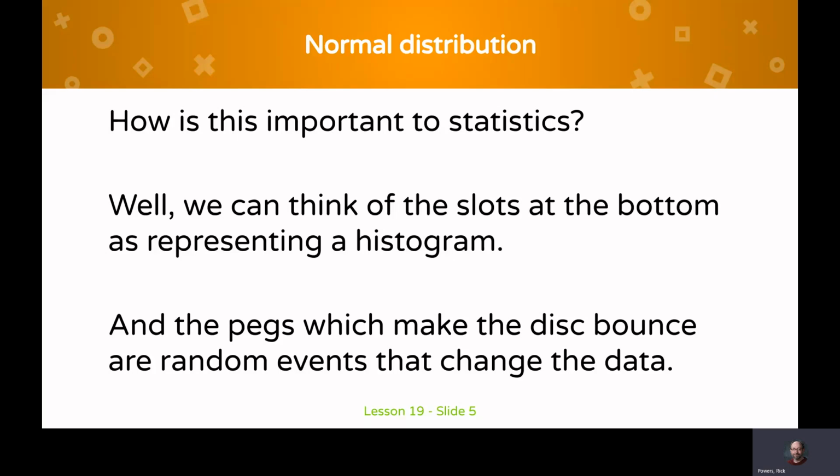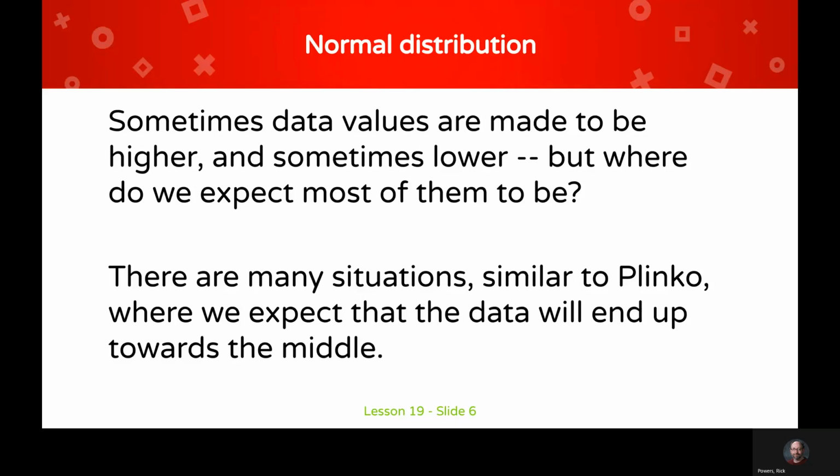How is this important to statistics? Well, we can think of the slots at the bottom as representing a histogram. And the pegs, which make the disc bounce, are random events that change the data. Sometimes data values are made to be higher and sometimes lower, but where do we expect most of them to be? There are many situations, similar to Plinko, where we expect that the data will end up towards the middle.